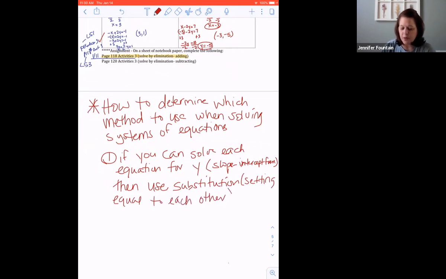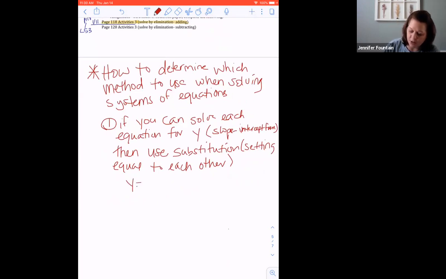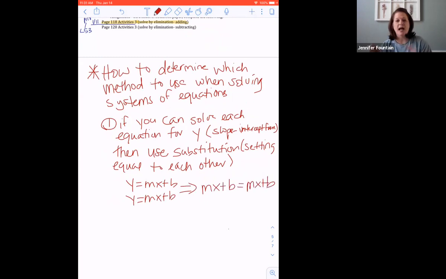So I'll put as an example, if I have y equals mx plus b and y equals mx plus b, then I can go to mx plus b equals mx plus b. I can set them equal to each other. I solve each of them for y, and then I set them equal to each other, or I substitute mx plus b for y and set them equal to each other. Okay? So the first thing I do is I look and say, hey, can I solve for y? If so, this is the method I'm going to use. Okay, but that's only if y is all by itself in both equations.